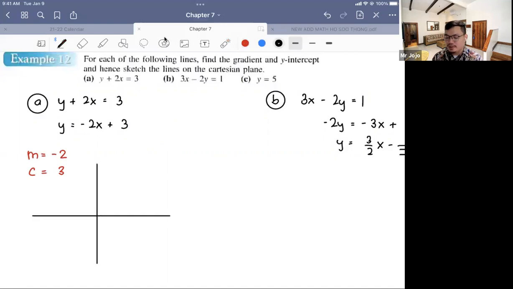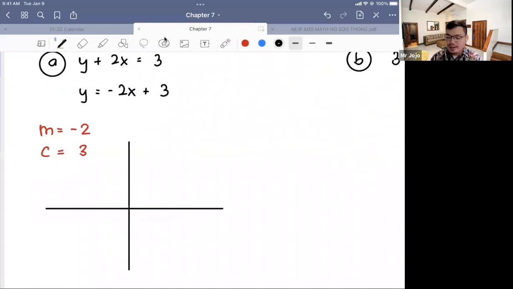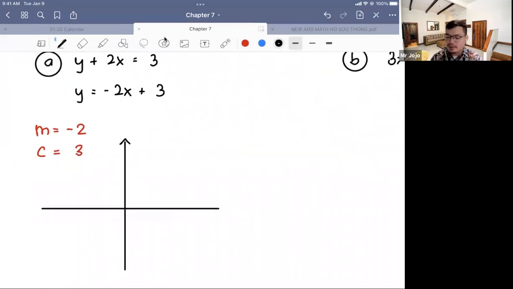All right. Now, when you draw this, remember this class, always begin with your y-intercept. Always begin with your y-intercept. For example, your y-intercept in this question is 3, right? So let's plot 3. So let's say there is 3. Okay, so there is your first point.